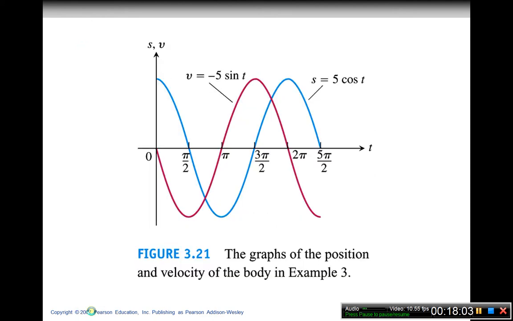And on the next page we have both of these graphs, and you see the position given by 5 cosine of t and the velocity given by minus 5 sine of t.